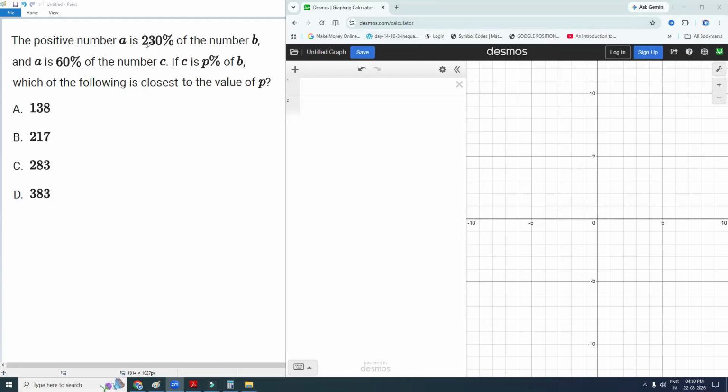The positive number A is 230% of the number B and A is 60% of the number C. If C is P% of B, which of the following is closest to the value of P?